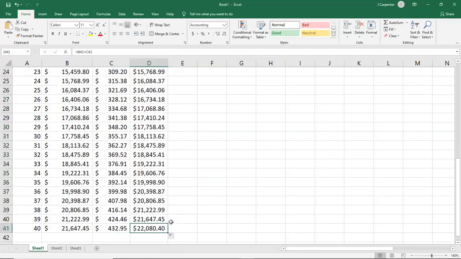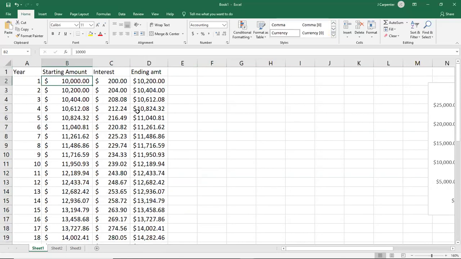So now we're at $22,080.40 specifically, which means there's an interest of $12,080.40. Again, I just subtract the ending balance and the original balance, which is what we put in.